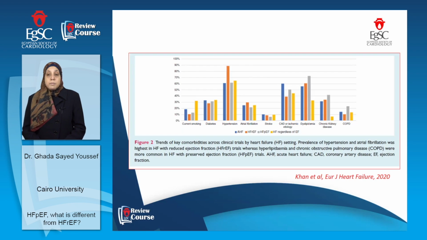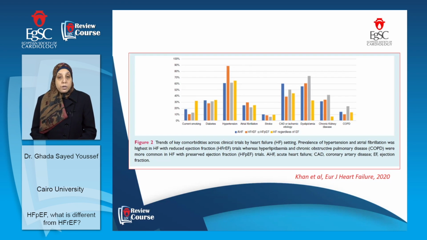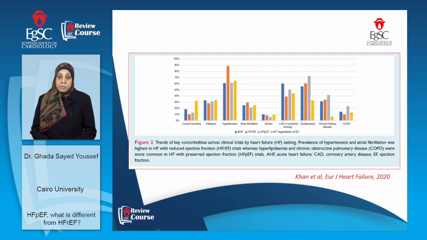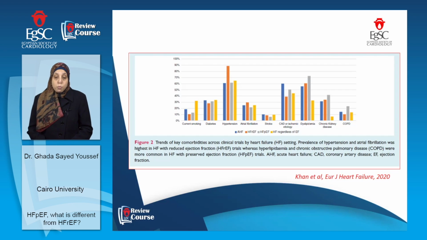This is a recent systematic review published in the European Journal of Heart Failure in 2020, and they explored the literature and looked at the recording of comorbidities in studies of heart failure. They included all studies of heart failure, whether with reduced or with preserved ejection fraction, and they even included studies when the ejection fraction was not specified. First observation, they observed that only about 35% of the heart failure trials recorded the presence of comorbidities.